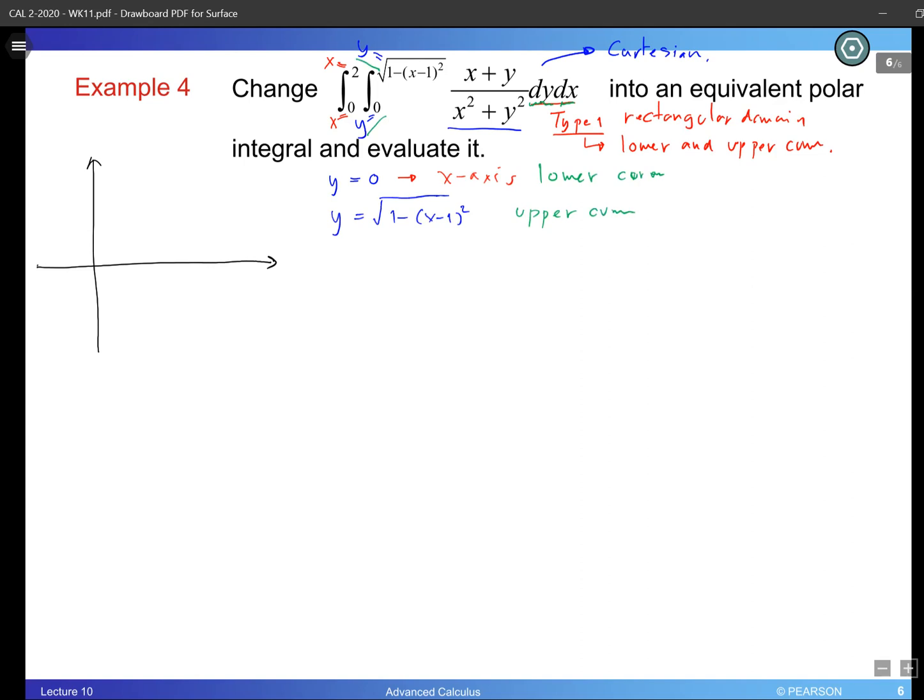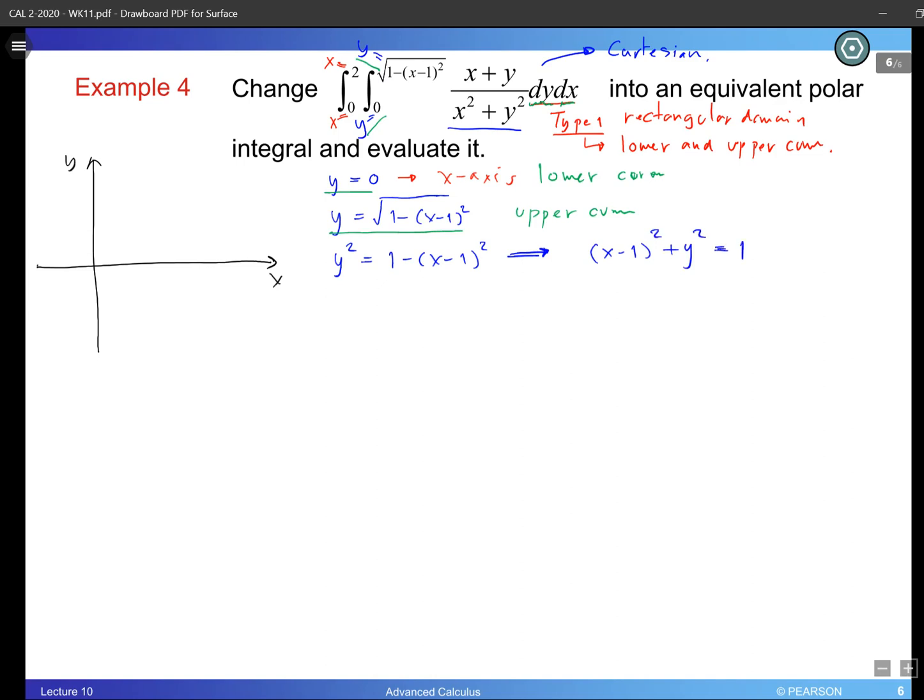And we are supposed to draw them on the graph. This is y and this is x. This one is easy because the x-axis is already in there. But this one, not so much. We don't know what that looks like, so let's put some work into this. I'm going to square both sides. It's going to be y squared equal to 1 minus (x minus 1) squared. Now let me move things around and I get (x minus 1) squared plus y squared equal to 1.